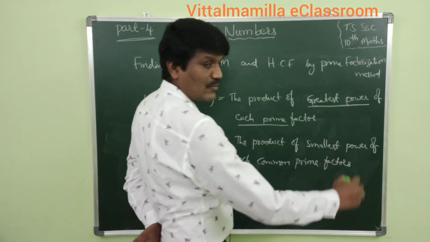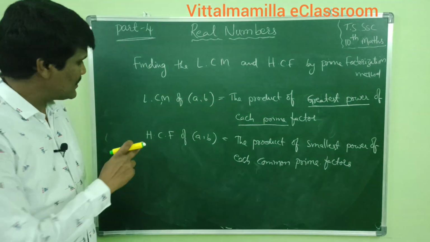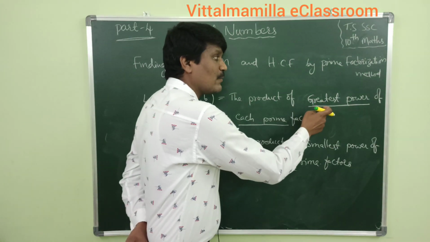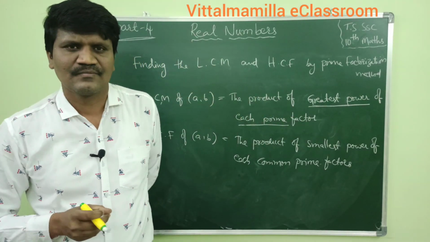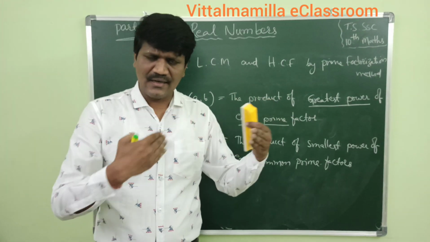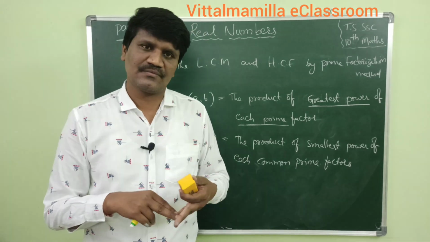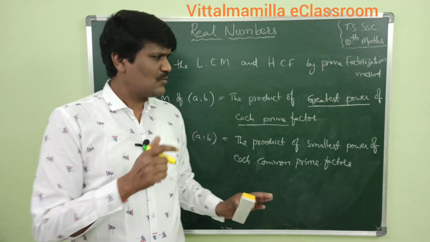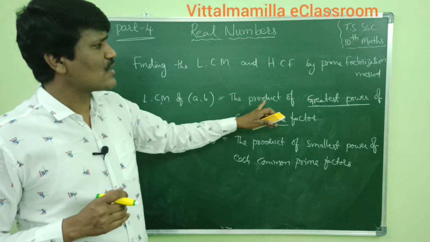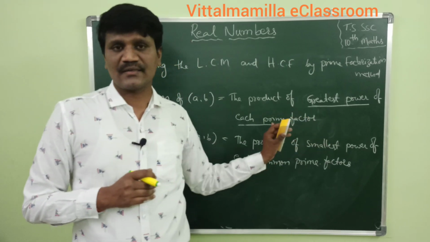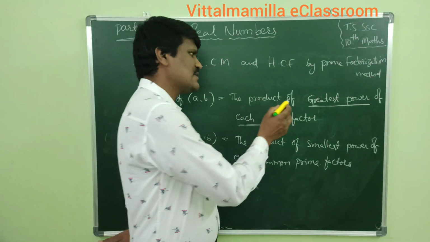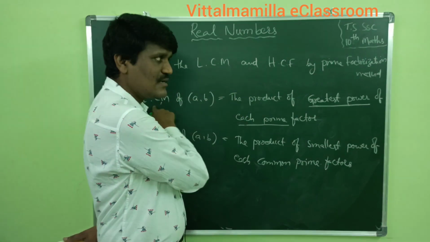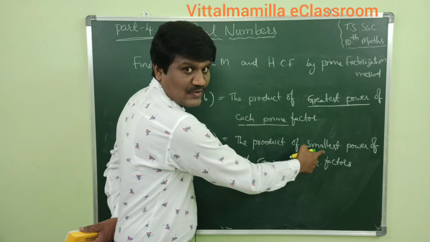The first one is LCM of any two numbers is the product of greatest power of each prime factor. So you should take the greatest power. While doing the problem, you will come to understand. Two things you should recognize. One is greatest power for LCM. Opposite, LCM greatest power, HCF smallest power.